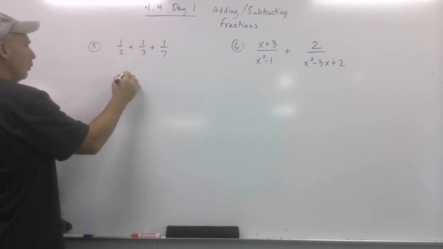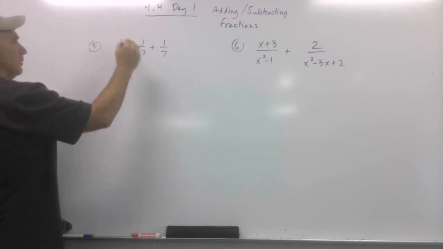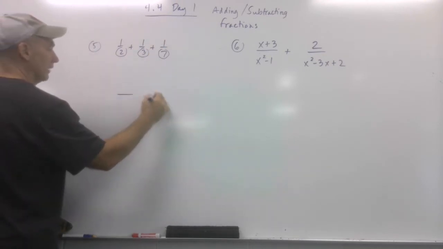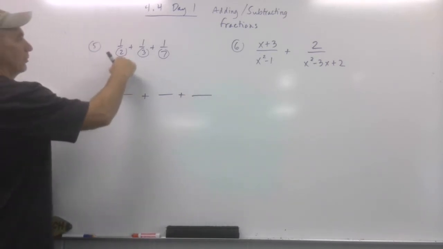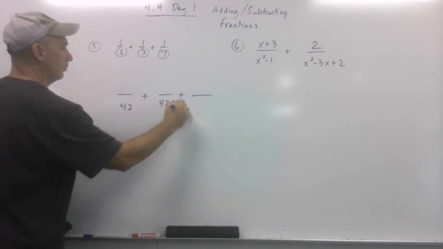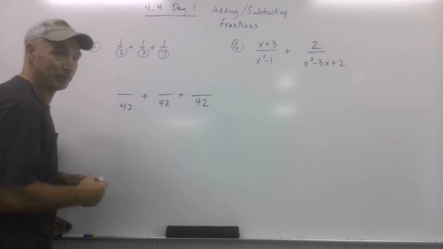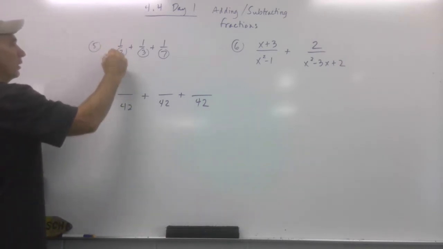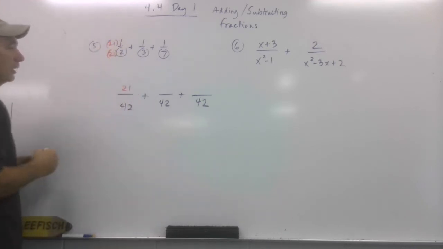So what we're going to do to find our common denominator is essentially multiply all these things together. So that would give us 2 times 3 is 6, 6 times 7 is 42. Now here we go. Ask yourselves piece by piece, what do I have to multiply the 2 by to get 42? That'd be 21. I gotta multiply the top by 21, which is just 21.